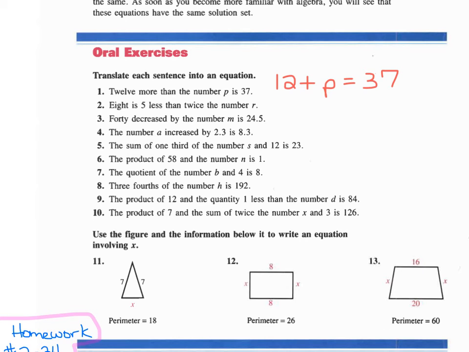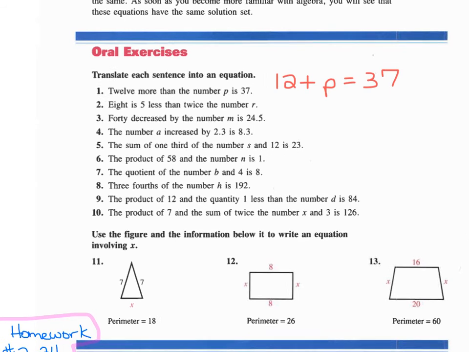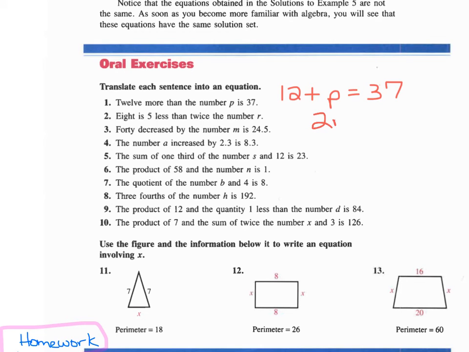Okay, can someone tell me number 2? 8 is 5 less than twice the number r. 2r minus 5 equals 8. Okay, she says 2r minus 5 equals 8. Now, if you translated it as you read, and if you gave me 8 is, and then put twice the number minus 5, this is okay also. But you couldn't put the 5 minus 2r. That would be wrong. Everybody with me on that? So both of those are excellent. You guys getting the hang of this?